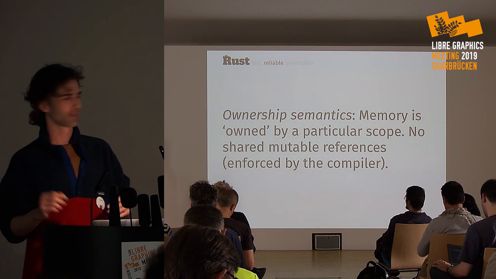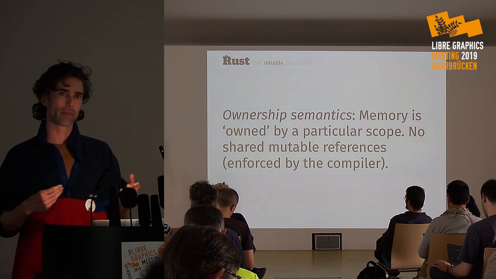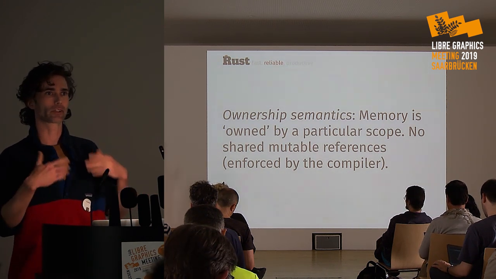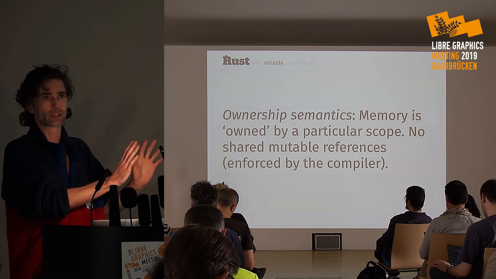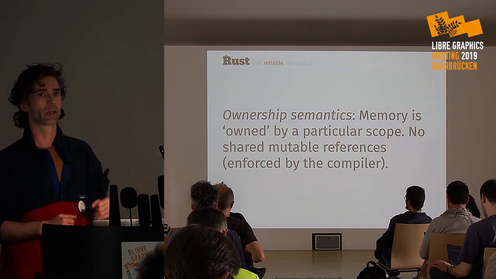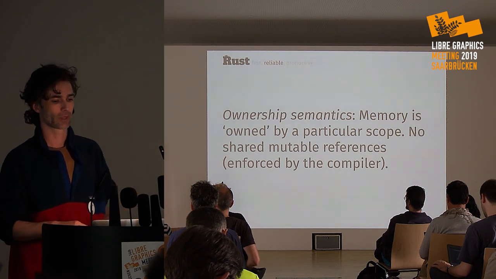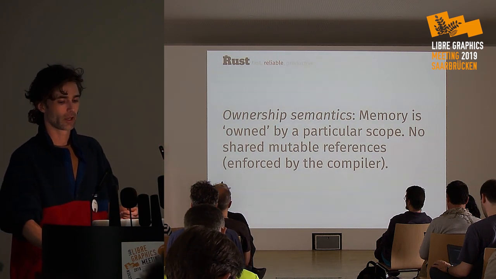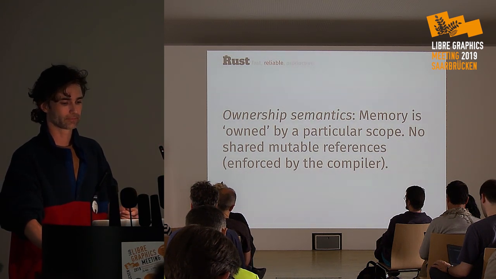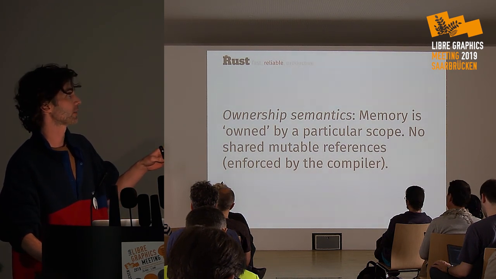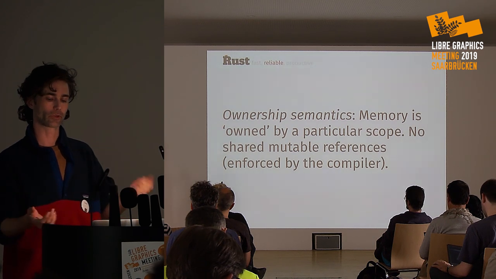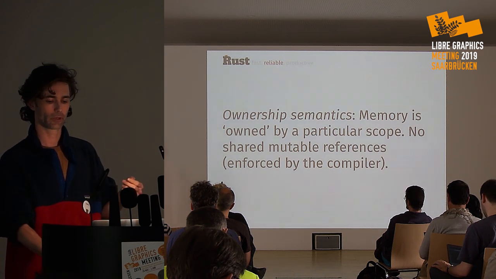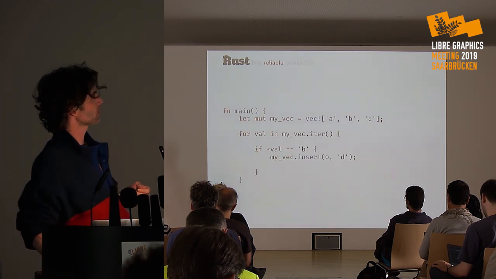You're not manually managing memory. The way that happens is you have this idea of ownership, where some piece of memory is owned by some function or some scope within a function. And when it goes out of scope, it's freed. And a continuation of this is that there's also enforced exclusivity. So I want to look through a little bit of sample code. This is Rust code.